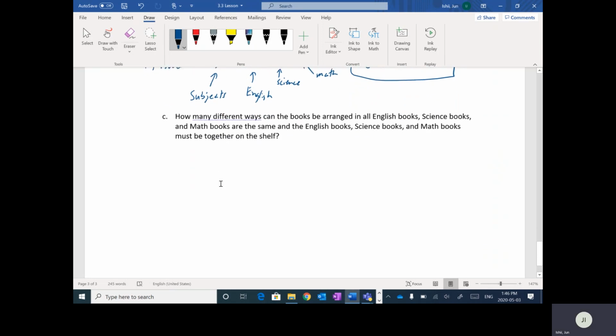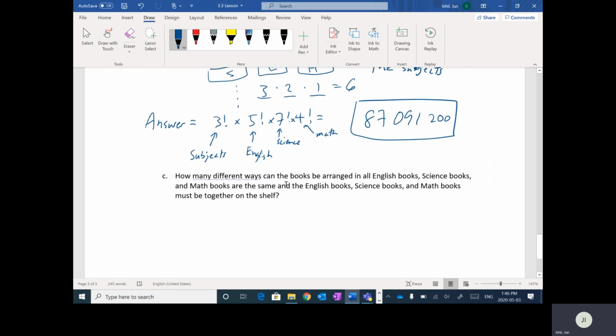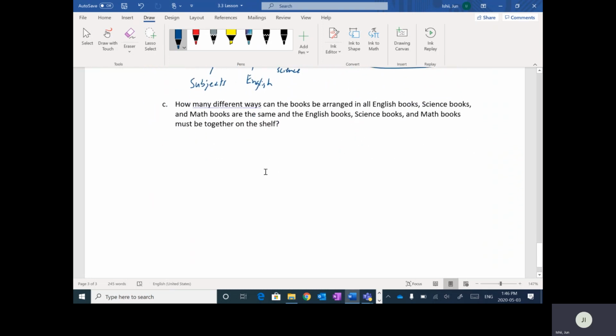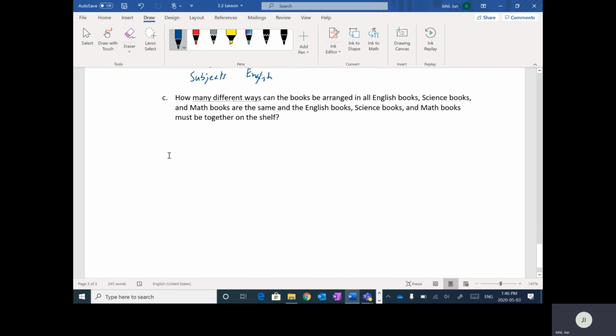All right, this last one. How many different ways can the books be arranged if all English books, science books, and math books are the same? Okay, so they're all the same. And the English books, science books, and math books must be together on the shelf. Okay, this is quite wordy. So basically what it's saying is that all the books for each subject are the same.